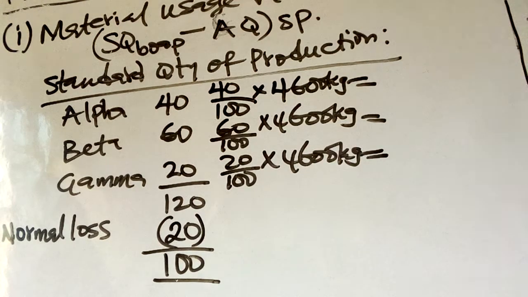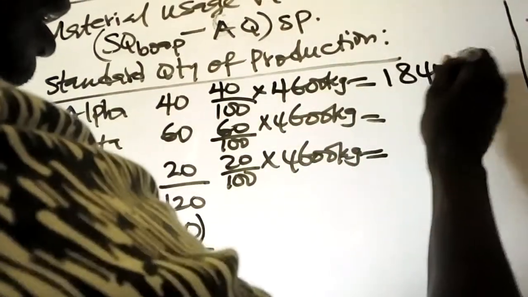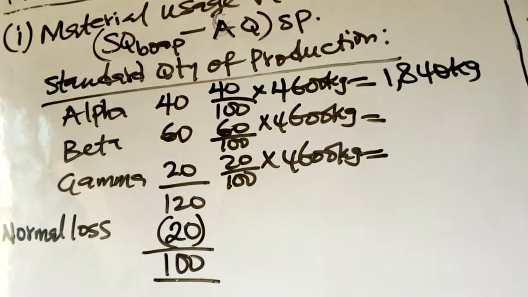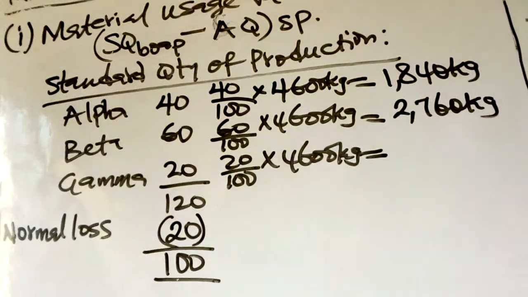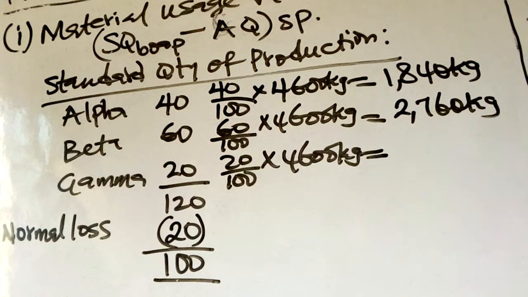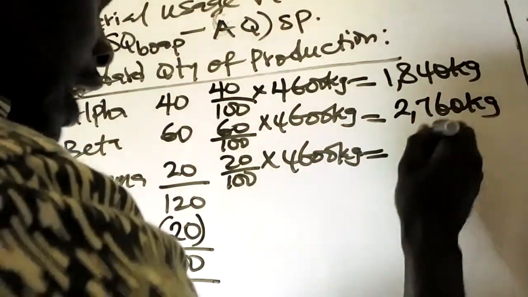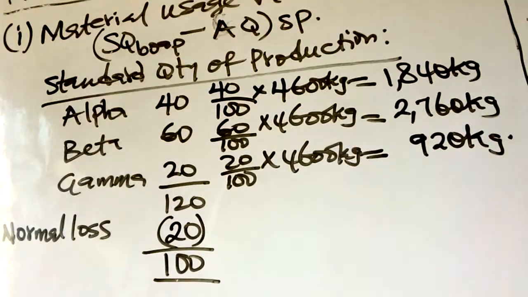So 40 times 4,600 divided by 100 gives 1,840 kg for alpha. For beta, 60 over 100 times 4,600 gives 2,760 kg. For gamma, 20 over 100 times 4,600 kg gives 920 kg. That is the standard quantity. This is working one.